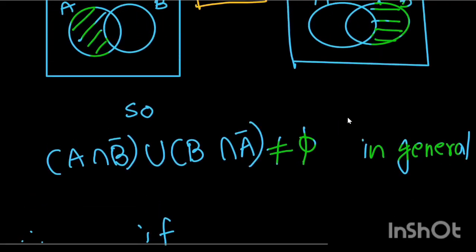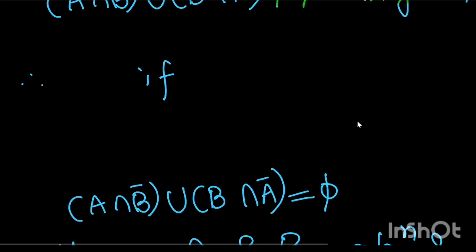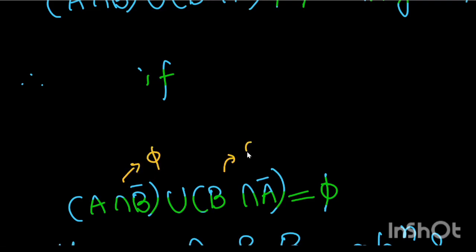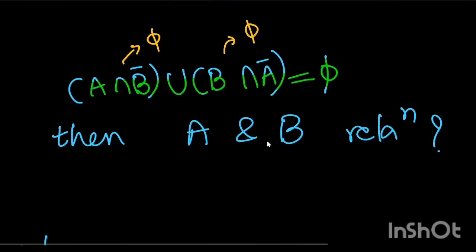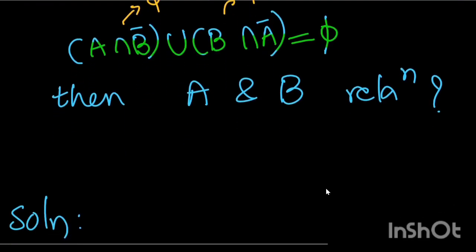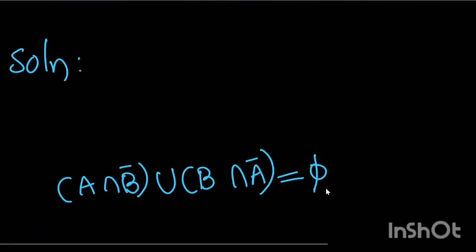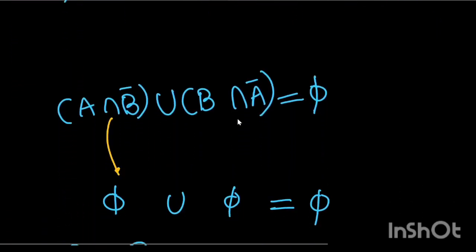So now what if this is φ, which is given in the question? What is the meaning? It's quite clear that since it is a union, both must be null, this must be null and this must be null, so that their union is null, right? So that should be the relation that will give us the relation between A and B. If this is φ, this has to be null and this has to be null, then only will we get null. So A ∩ B̄ is null, and B ∩ Ā is null.